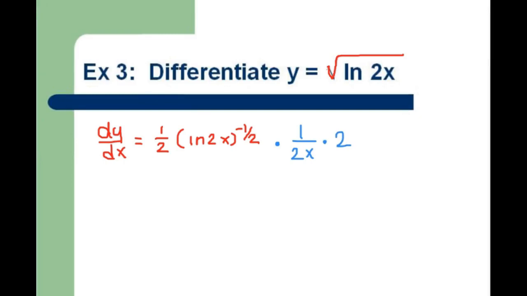And now we're just going to clean this up. So 1/2 and 2 cancel. Negatives are a no-no in our exponent. So we get 1 over 2x. And you could rewrite it as a square root ln 2x. Or you could write it as the power of ln 2x to the 1/2.